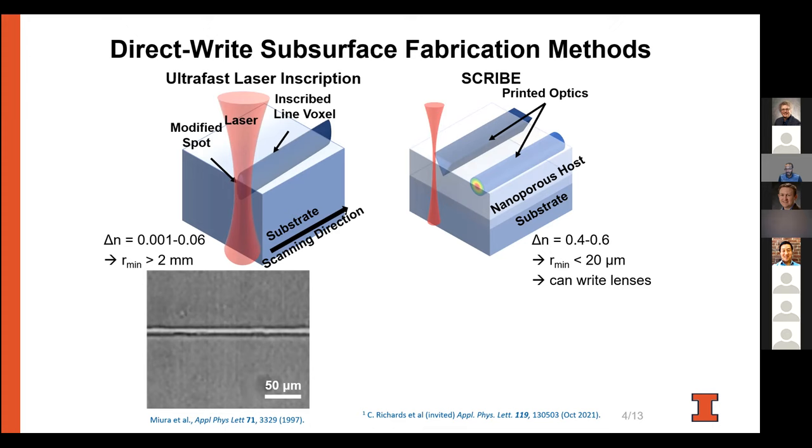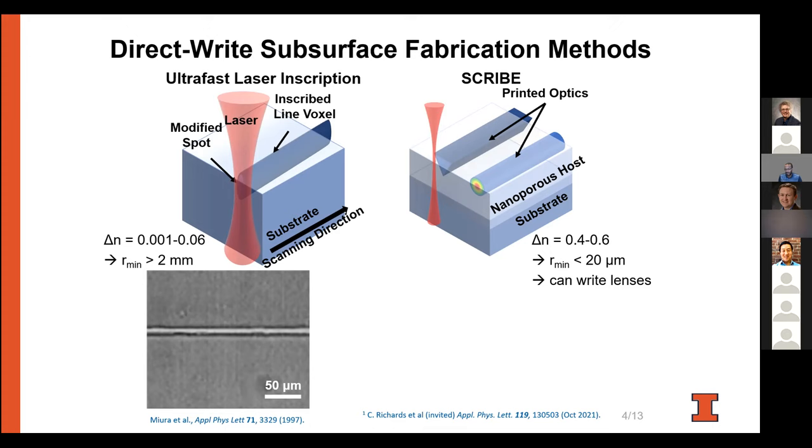So we're able to write structures where the index of the waveguide compared to the index of the background can be on the order of 0.4 to 0.6. This allows us to make very compact waveguide bends. We can make bends with radii as small as 20 microns or below and still have less than a dB or so of loss.